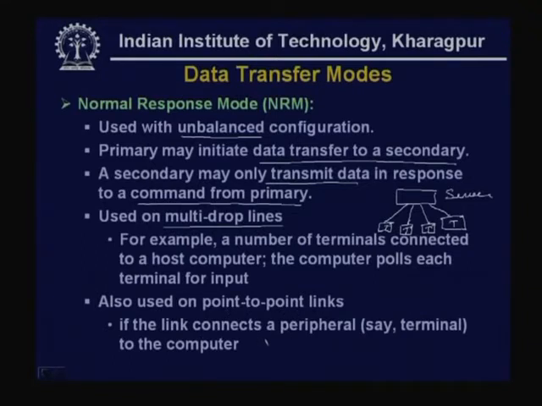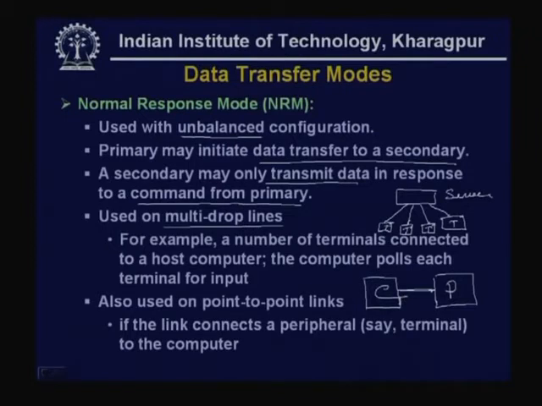If the link connects a peripheral, then this is the point to point case, say a computer is connected to a peripheral, say this is a computer and this is a printer. So, this is essentially the master, and this is the primary, and this is the secondary in the HDLC terminology, and the communication is in the unbalanced mode.